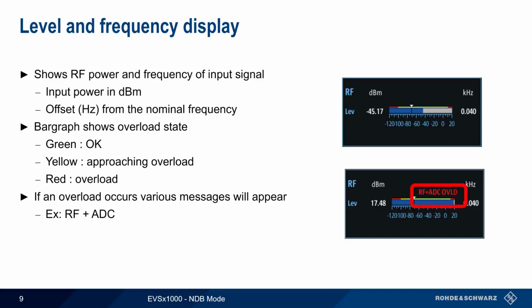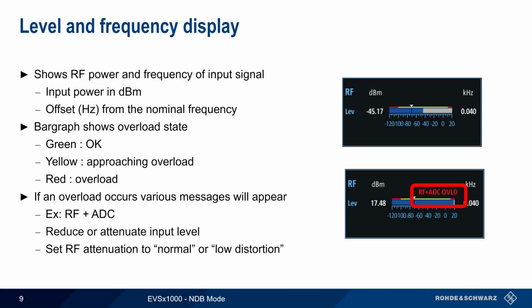Regardless of the cause of the overload, the solution is to reduce or attenuate the input signal, and this can be done by setting RF attenuation to either normal or low distortion. Please see the EVS1000 General Overview presentation for more details on configuring RF attenuation.